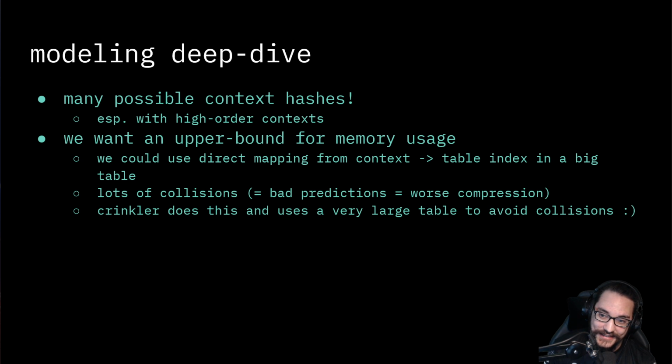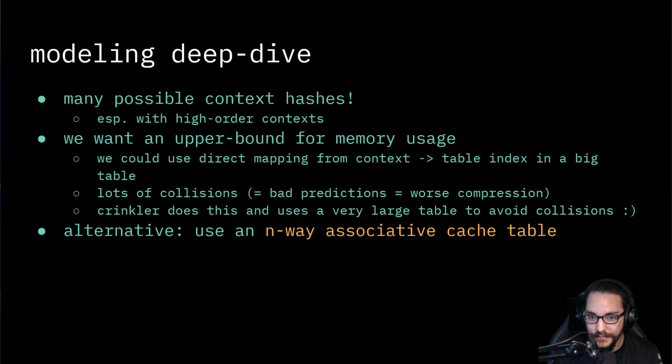So Crinkler actually does this to make the code simpler. As a consequence, they use a really, really large table in order to get fewer collisions, which is okay, especially if you're only compressing tens of kilobytes of data versus hundreds. But again, in 64K, we have a lot more data.